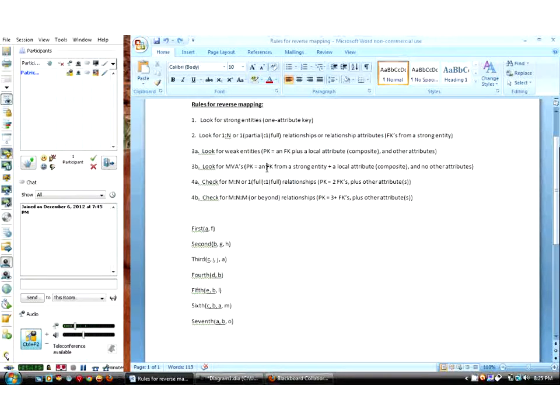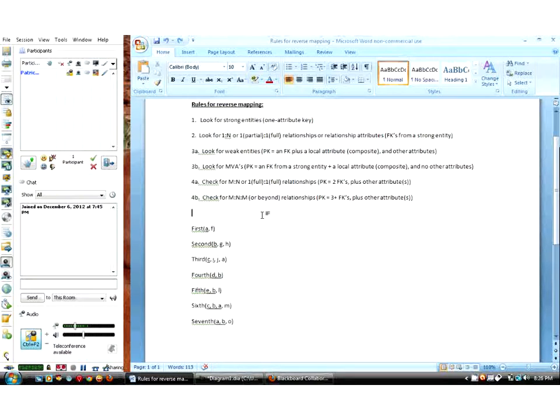If we see a foreign key from a strong entity and a local attribute, basically a composite primary key composed of a foreign key from a strong entity and one attribute, okay? And we see no other attributes. We see it's all key, and that key consists of a foreign key and something particular to that table, then we know it's probably a multi-valued attribute. And we'll know to put it on the entity that gave it an FK. Basically, the entity that has the PK corresponding to the FK in the mapping table, right?